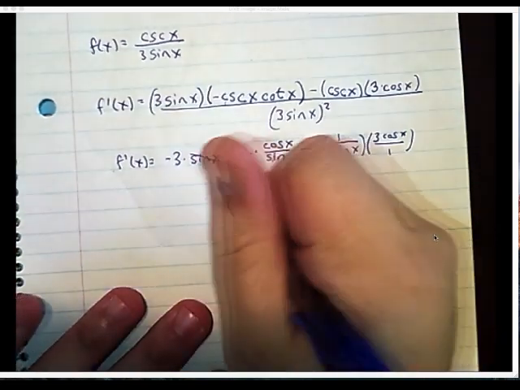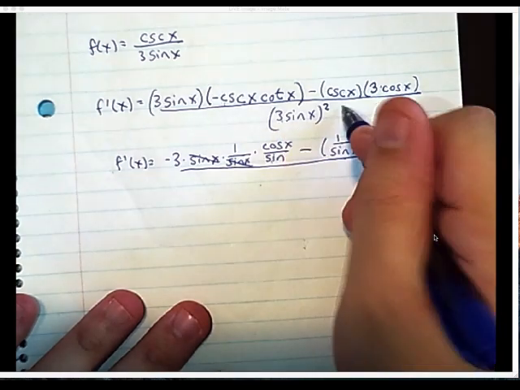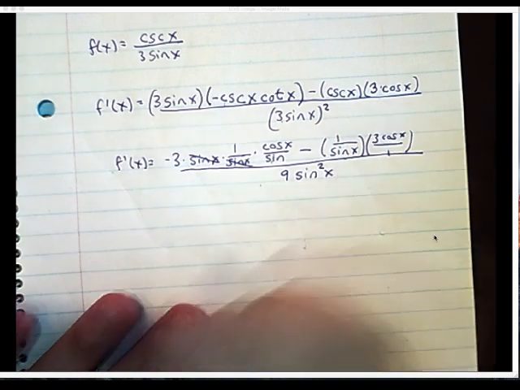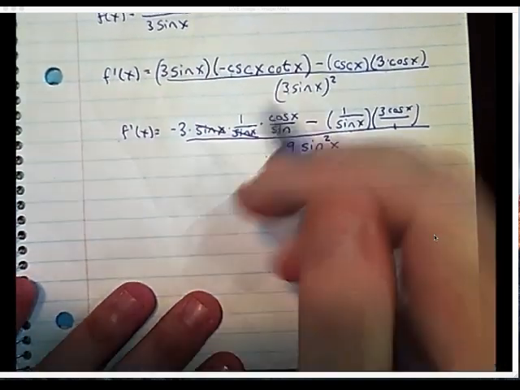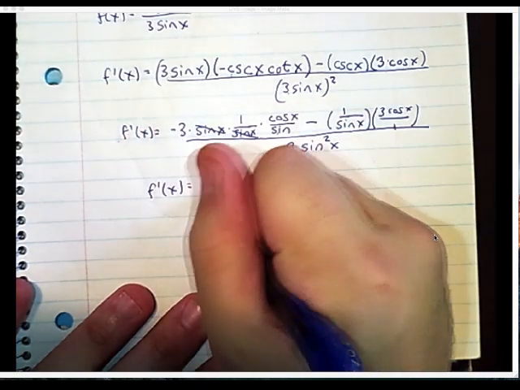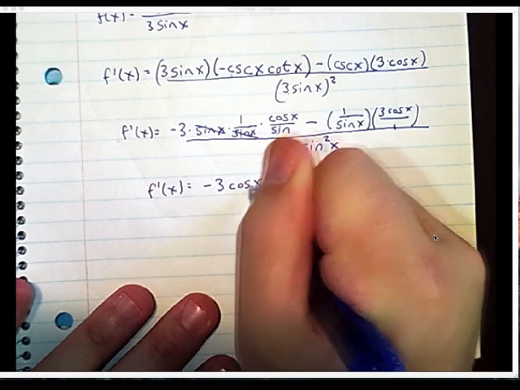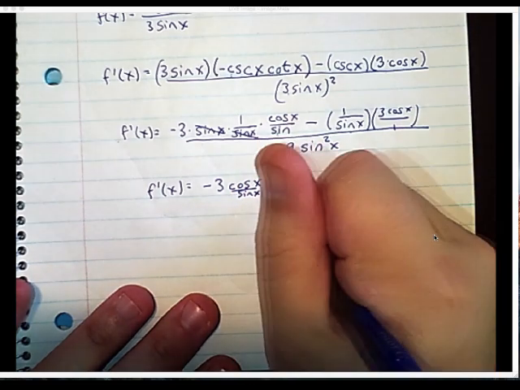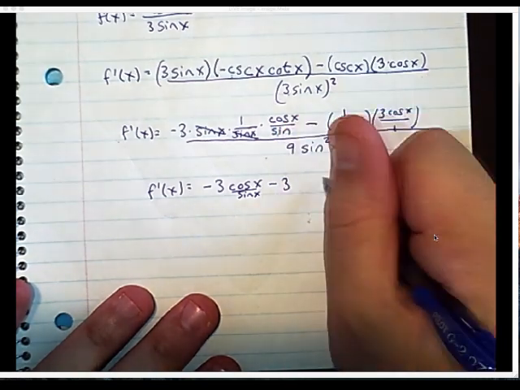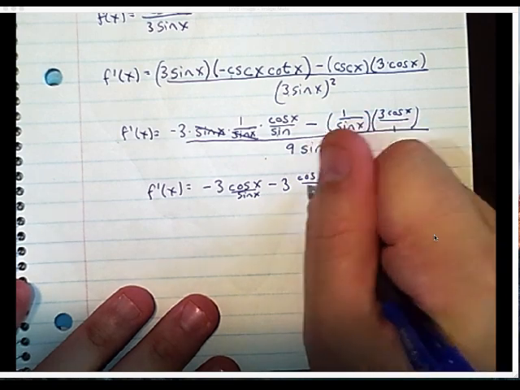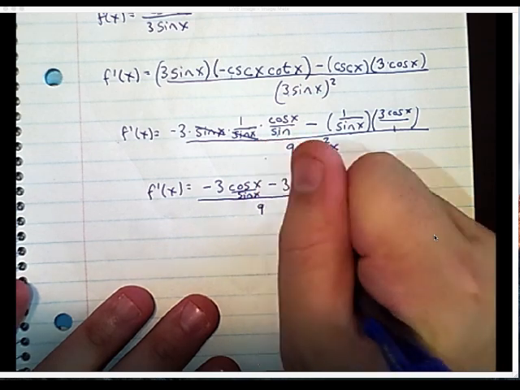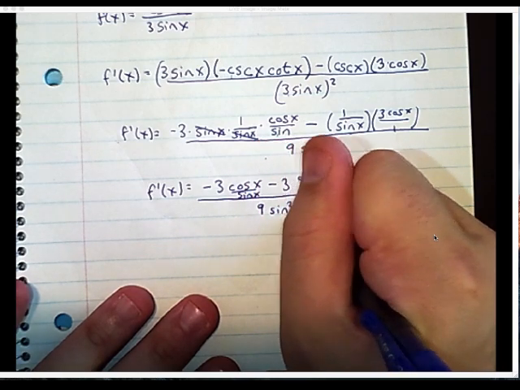Okay. All over, well, if I square the 3, I get 9. If I square the sine, I get sine squared. So let's see what happens there when I simplify a little bit. So what do I have? I have negative 3 cosine of x over sine of x minus another 3 cosine of x over sine of x over 9 sine squared.